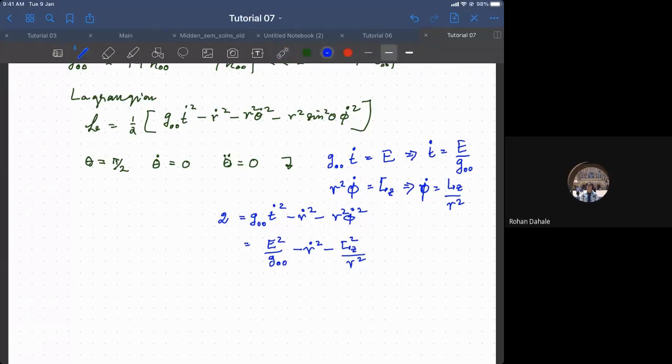Sir, can you repeat where you got the first two equations, the G00 T dot and R square phi dot? No, that is the first of the conserved quantities. You see that the first equation is dL by dt dot equal to 0. So this leads to dL by dT dot equal to a constant, and I call it E, that is energy. And then you substitute that, what you get is G00 T dot is equal to E. So that is the first equation.